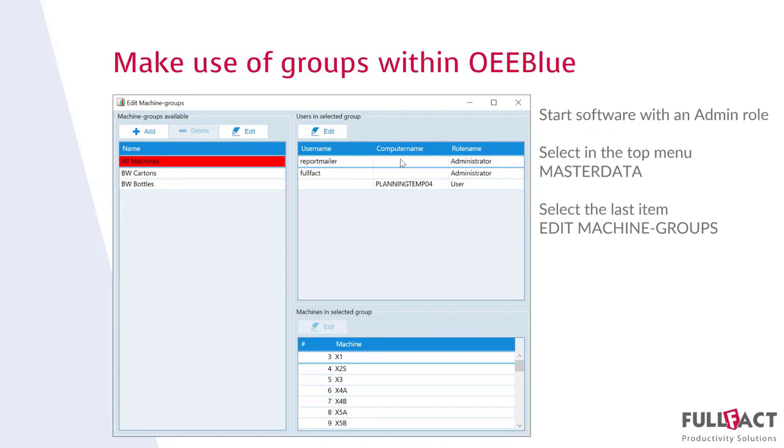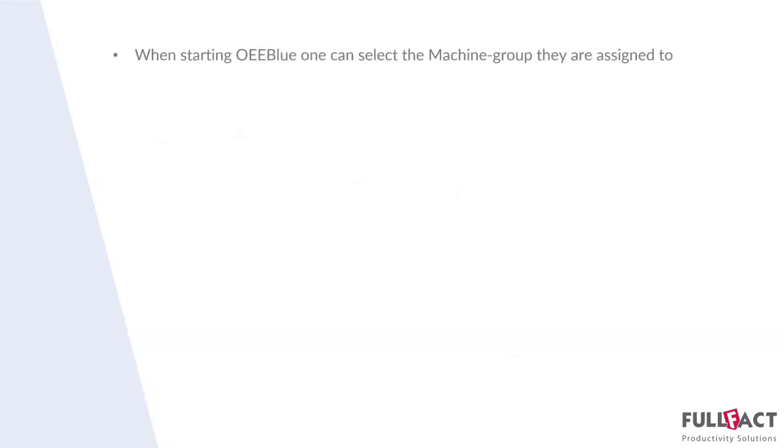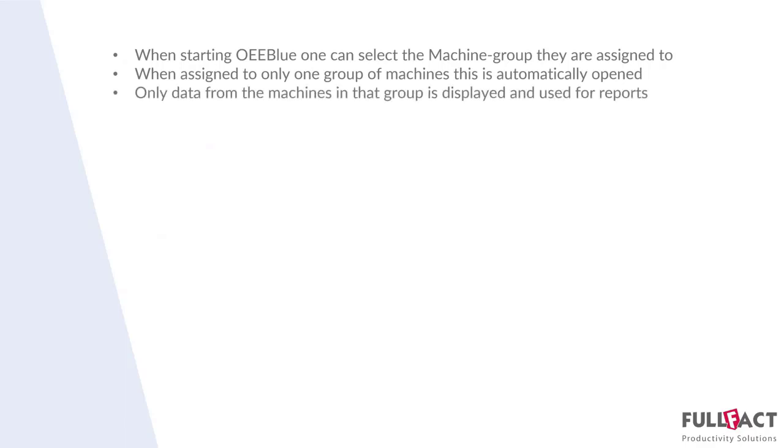All machines: if you create a report, it will include all machines within your plant. When starting OA Blue, one can select a machine group they are assigned to only if you are assigned to multiple machine groups. When assigned to only one group of machines, it's automatically opened, and only data from machines in that group is displayed and used for reports. So less noise and fewer machines that your reports will run on.